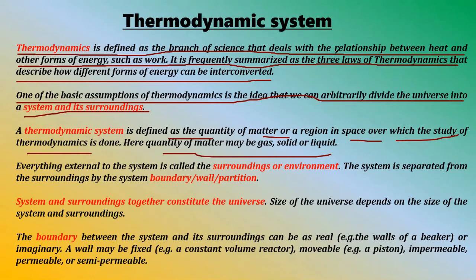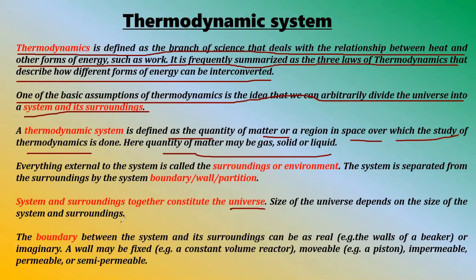Now here I would like to tell you one very important fact: this universe is not the universe that contains the solar system and all. This universe is a little different. The size of the universe depends on the size of the system and surrounding. Now you are confirmed that this universe is different, because the size of the celestial universe can never be determined. So this type of universe is quite different from what you might be thinking. System and surrounding together constitute the universe.